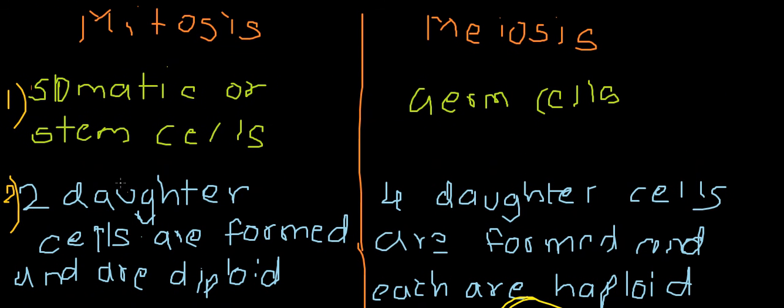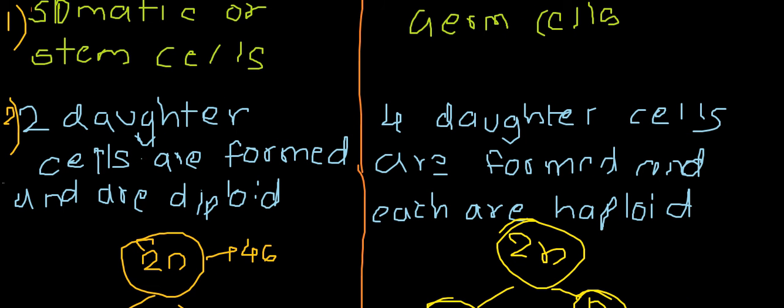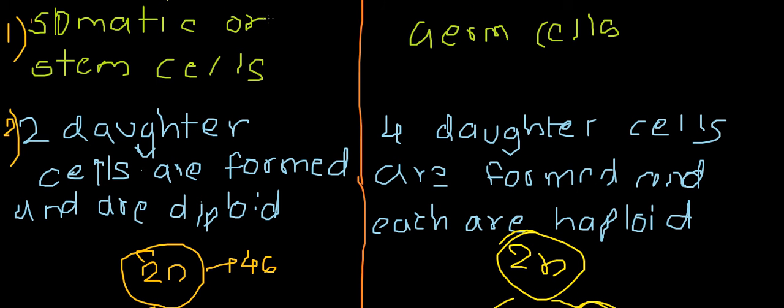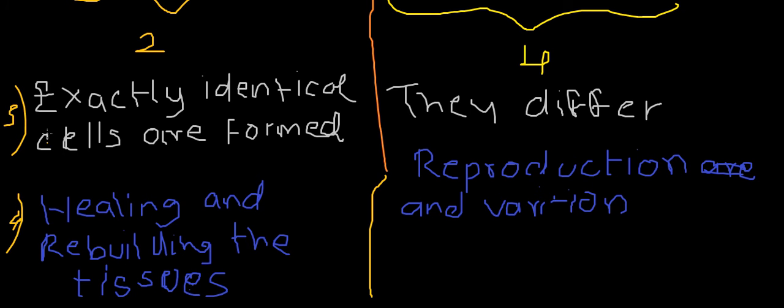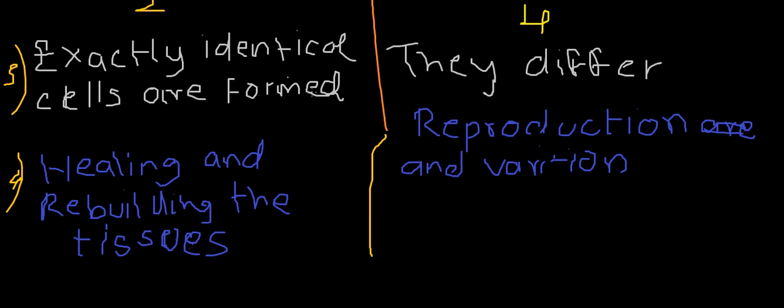Mitosis occurs in somatic or stem cells, whereas meiosis occurs in germ cells. Then here we have two daughter cells formed and each is diploid. However, here we have four daughter cells and each is haploid in nature. Now the cells formed in mitosis are exactly similar or identical, whereas here they differ. They have some differences, like in the genes and the sequence of the chromosomes.